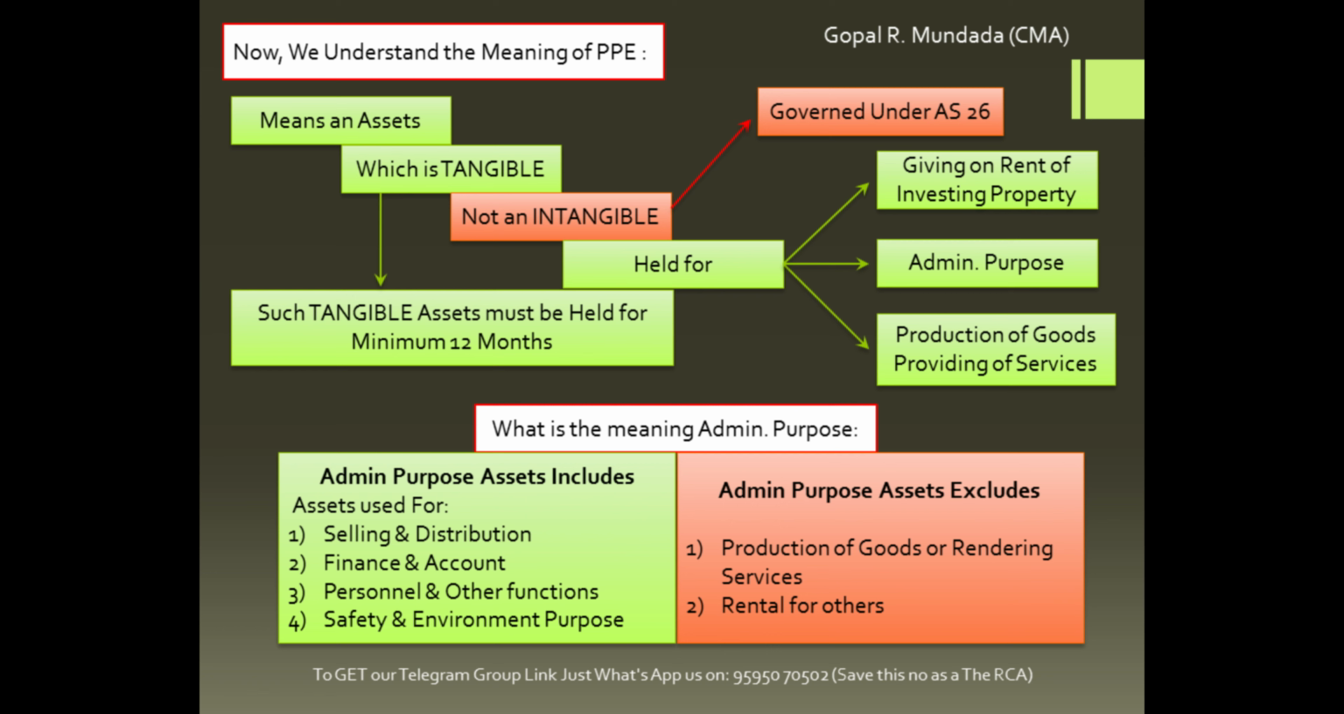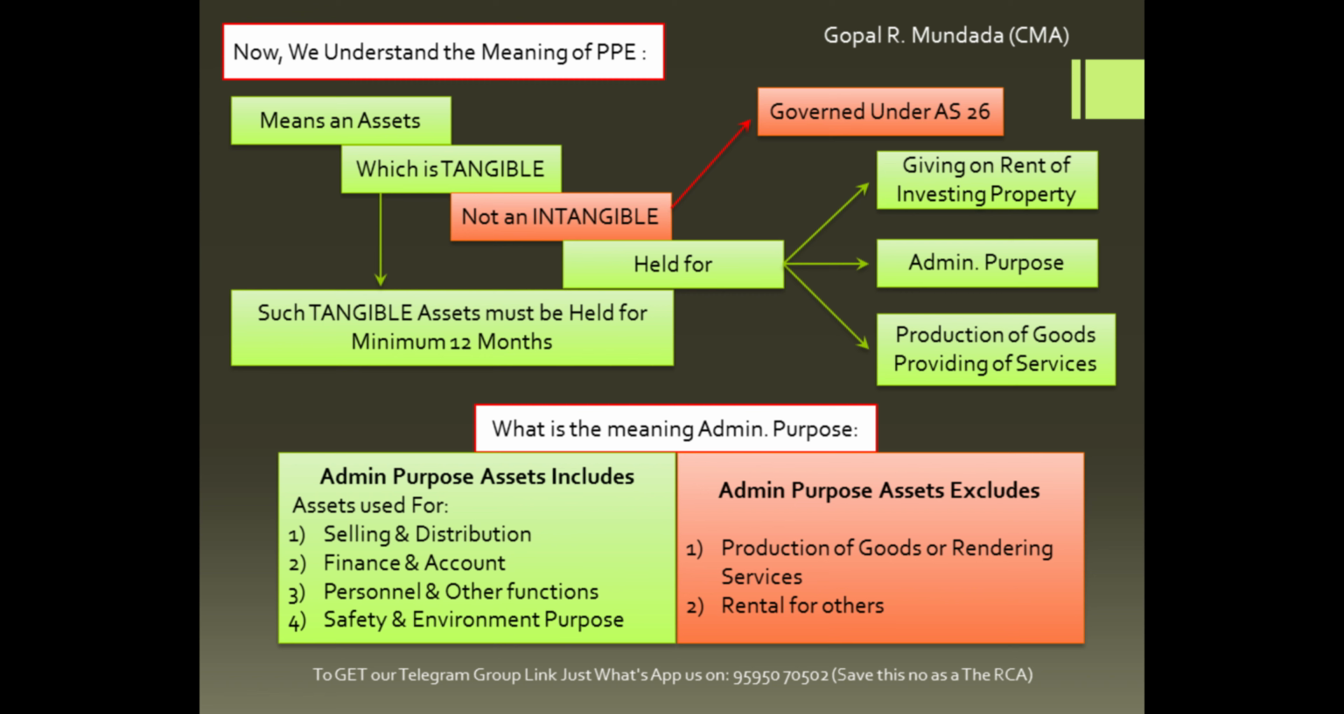What is property, plant and equipment under Accounting Standard 10? Now guys, we understand the meaning of property, plant and equipment. On screen you can see a wonderful diagram drawn by me. It is an asset which is tangible and not an intangible asset, because there is a special accounting standard applicable to intangible assets, that is Accounting Standard 26. So for us, intangible assets are out of the purview of Accounting Standard 10.